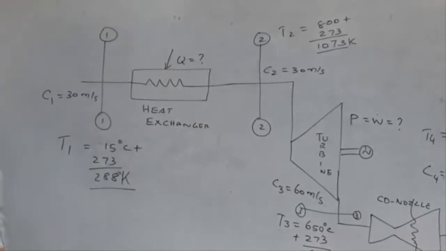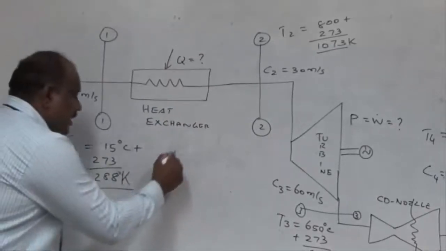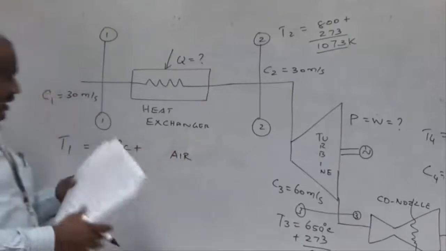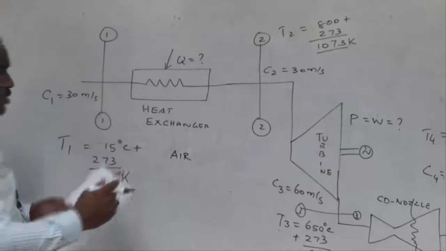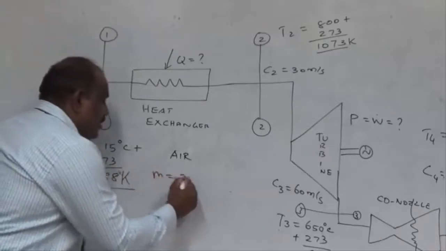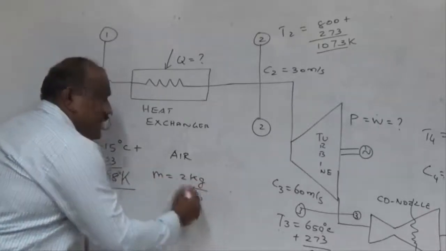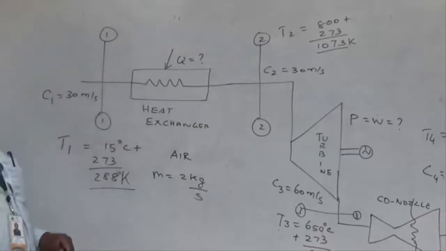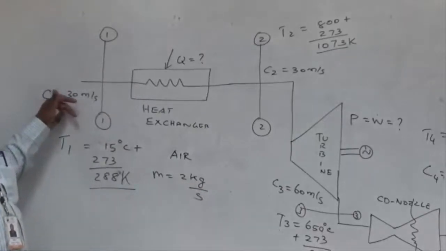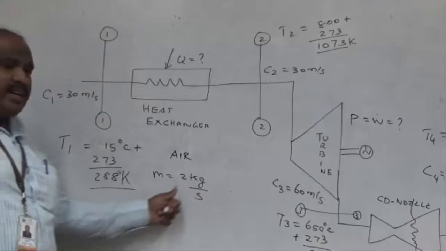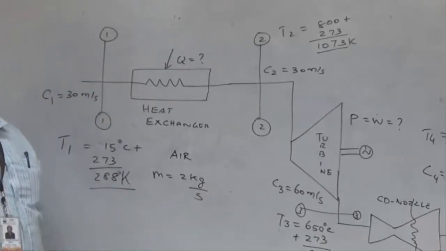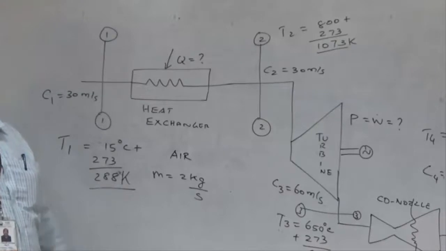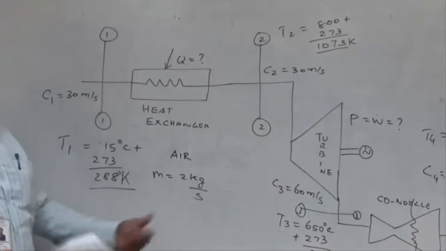So what is the working fluid? It is air. And they are telling the mass flow is not 1 kilogram, but 2 kilogram. Generally, the steady flow equation is meant for what? Per unit kg. But here, the mass flow rate of air is not 1, it is 2 kg. In some problems, they may give 5 also. In some problems, they may give 0.2 kilogram also. It need not be 1 always. It can be either less than that or more than that.